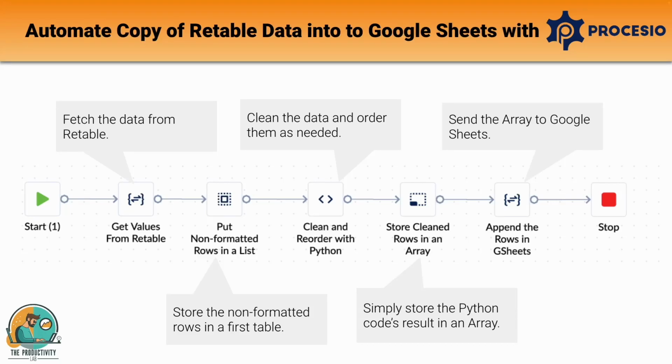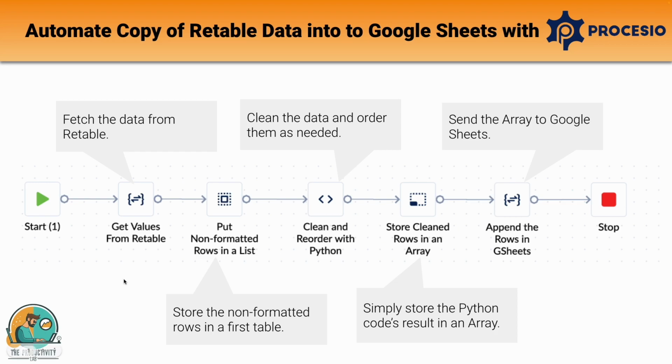Hello everyone. In this video I will show you how to automate the copy of data from Retable to Google Sheets. As you can see on the screen, there are just a few actions to do that in Procesio. So it will be quite simple. There are some tricks somewhere. I will show you where, but at the end, probably in 20 minutes you will be able to do that.